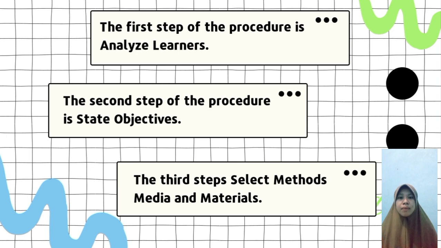So the third step, select methods, media, and materials. Here, selecting the appropriate way of delivering the lesson and using the applicable media or technology can effectively make learners acquire understanding of the lesson or gain the competence desired. The teacher has to decide which strategy, materials, or technology would be best considering the learners and the desired learning outcomes.